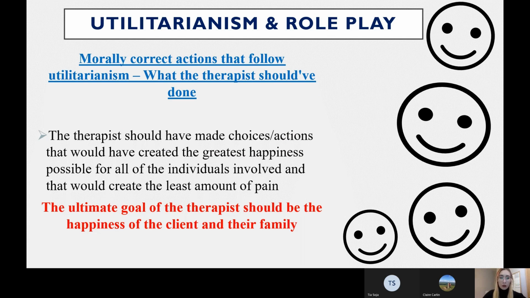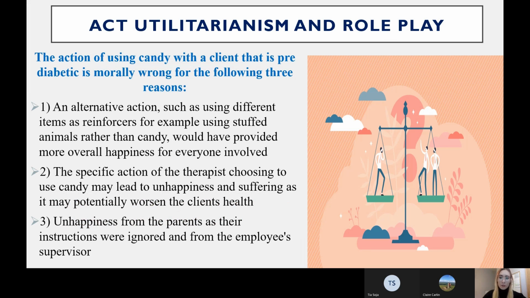This role play can also be looked at from the viewpoint of act utilitarianism. The specific act of the therapist considering the level of happiness that will come about from using a potentially harmful reinforcer. In this case, it is candy. Candy may lead to an initial happiness from the client, but later unhappiness due to health problems being exacerbated, as well as unhappiness from the family as their instructions were ignored, and from the employee supervisor. Now, Tia is going to talk about the relevant legislation.